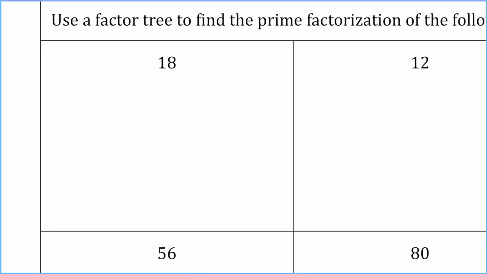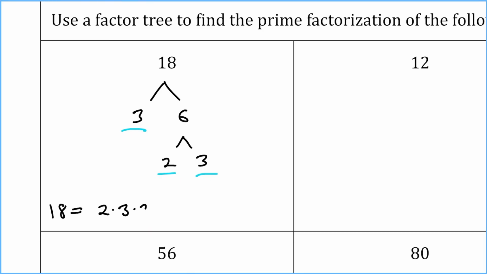So you think here, okay, 18. 18 is divisible by what? Well, we could break 18 apart into a 3 and a 6. Now, 3 is a prime number, so that's the end of that branch. However, 6 is a composite number, so we can break that down into 2 and 3. And now 2 and 3 are both prime, so we're done there. So 18 breaks apart into a 2, a 3, and a 3.